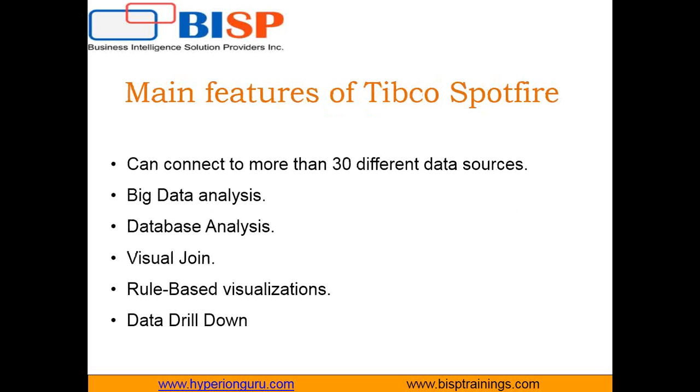So let's talk about the main features of Tibco Spotfire. These are a few of the main features. The first is that it can connect to more than 30 different data sources, and we can choose the data source from several databases, which include big data, Teradata, web services, files, and legacy applications. Not only can we load a local database into Tibco Spotfire, we can also access a cloud database within Tibco Spotfire.